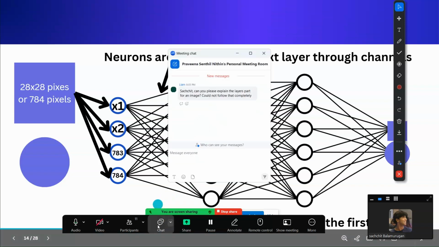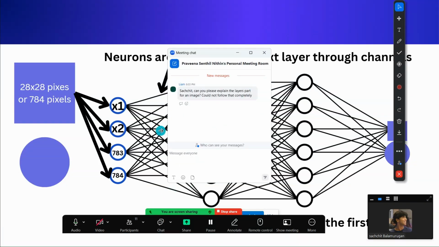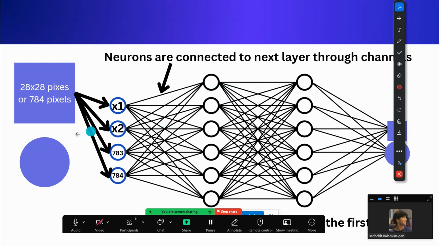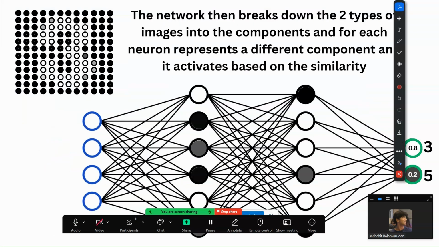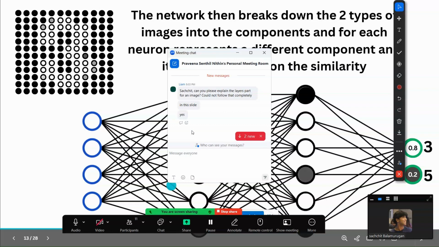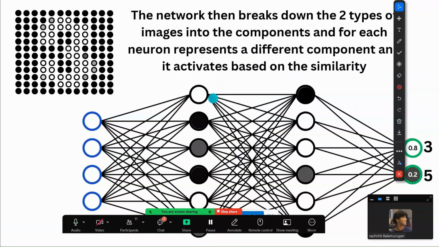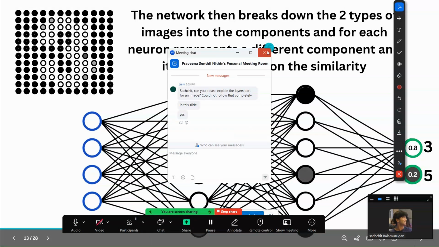So if you guys remember, can you please explain the layers part for the image? Okay, layers part. Okay. So are you saying, I'm trying to understand your question. Is it the part where I'm talking about how the neural network breaks down the pixels and stuff? Is that the part? In this slide, yes. Okay. Yeah, okay. Right. So basically what it does is, are there any questions? Okay.